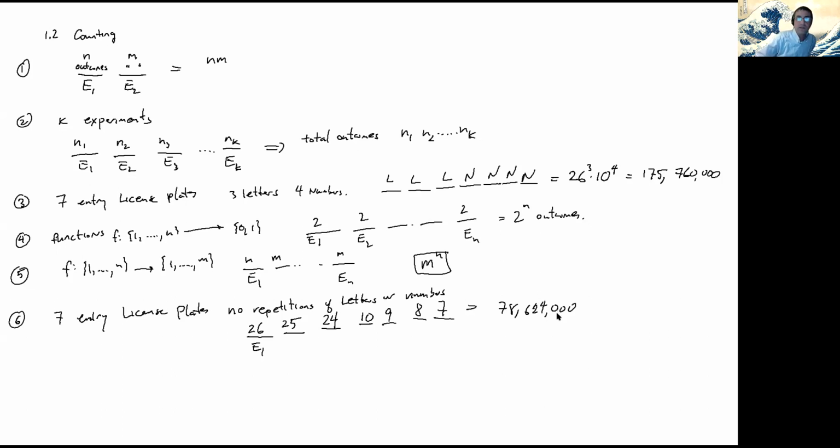Okay, so those are some examples. So we are now done with section 1.2. Let us move over to section 1.3. Let me clear the board. Okay, so what's 1.3 about? That's called permutations.